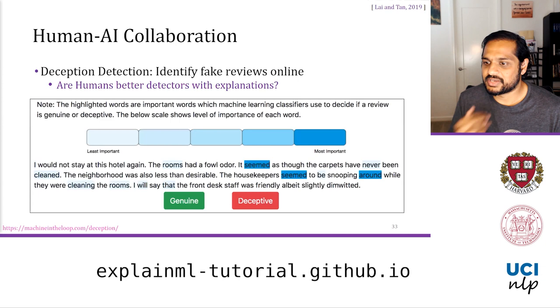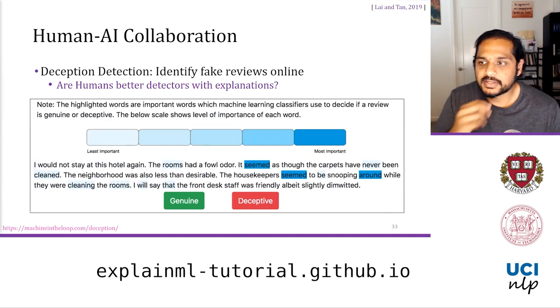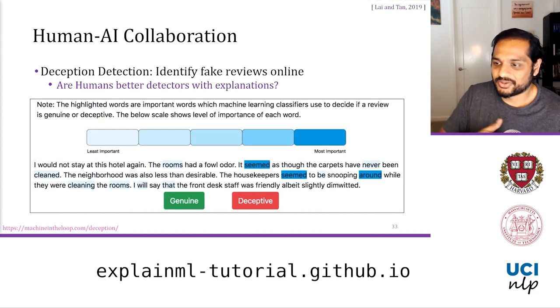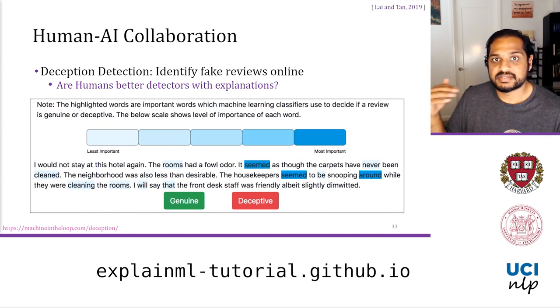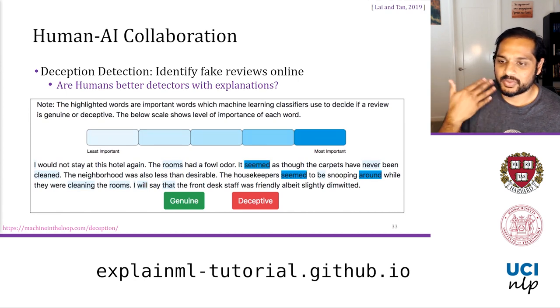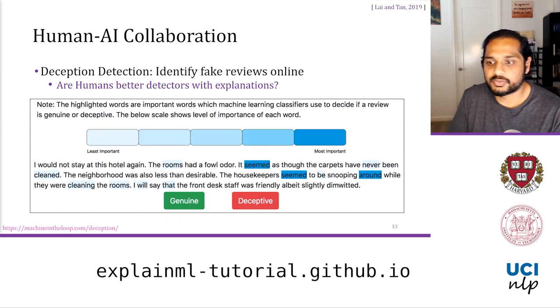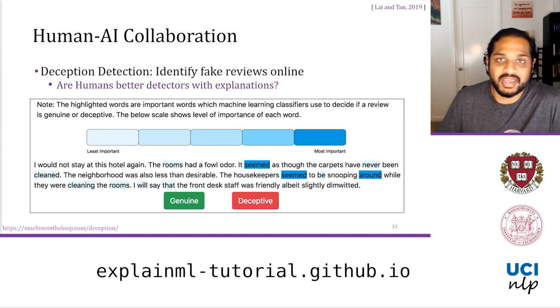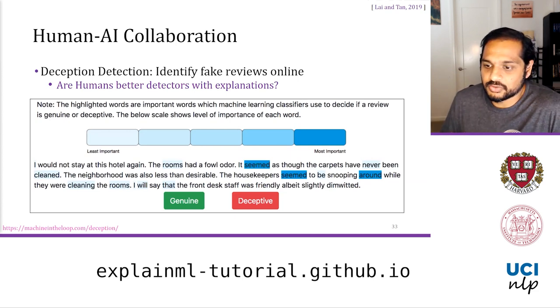This is what the interface looks like for the experiments that they ran. They have a review down there, but instead of asking the user to read the whole review, they highlight a few words that their explanation technique thinks are important. Maybe the users will focus on those words, and they'll be more informed about whether this is a genuine or a deceptive review. And of course, once they label it, if it's coming from a data set, you know whether it's genuine or deceptive, and you can quickly compute an accuracy of how useful the explanation was to the user.